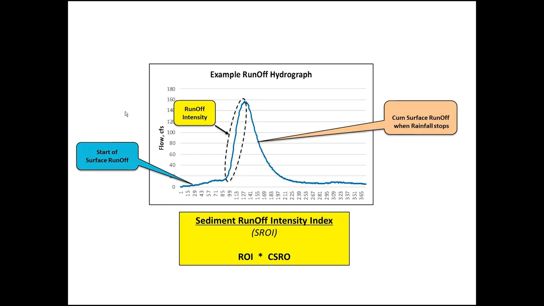And so we developed what we'll call a sediment runoff intensity index, which is the product of runoff intensity, which is the slope of the rising curve here, plus the amount of water that's generated in runoff up until a point when rain ceases.